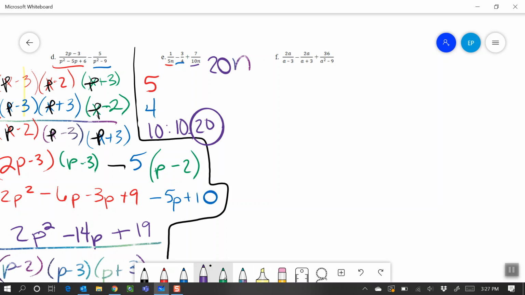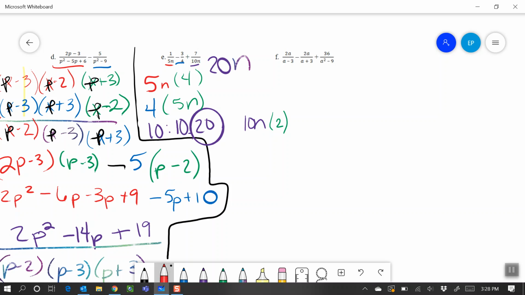So with that, in order to make 10n get to 20n, I'm going to multiply by 2. In order to make 4 become 20n, I'm going to multiply by 5n. And to multiply 5n, excuse me, that's really a 5n originally. To get that to 20n, I'm going to multiply by 4.